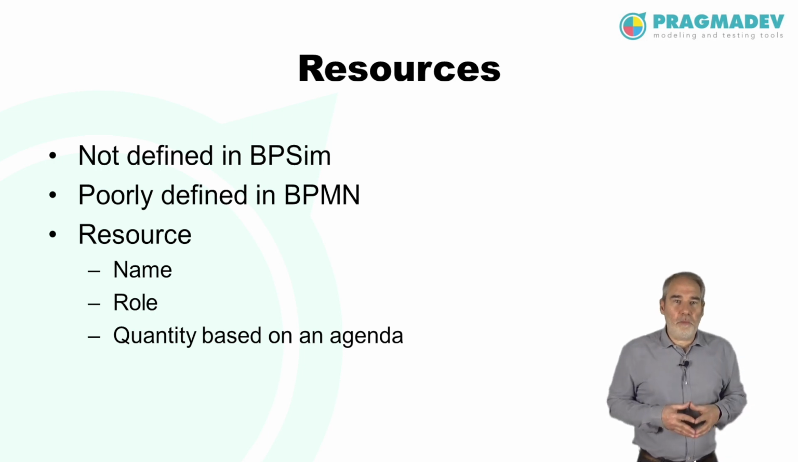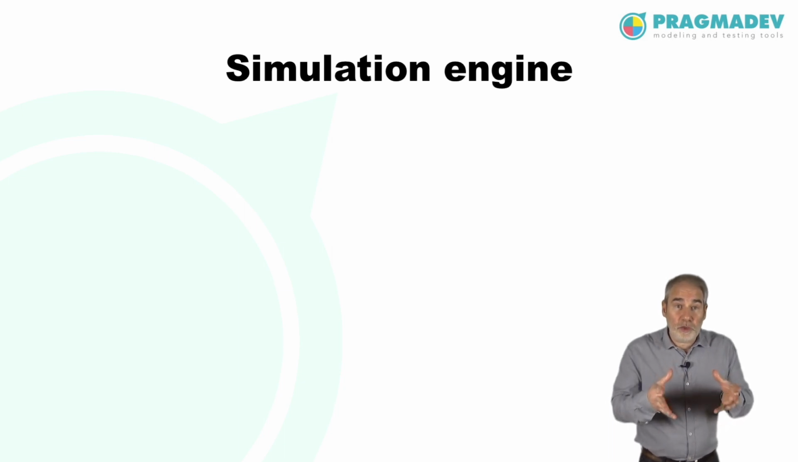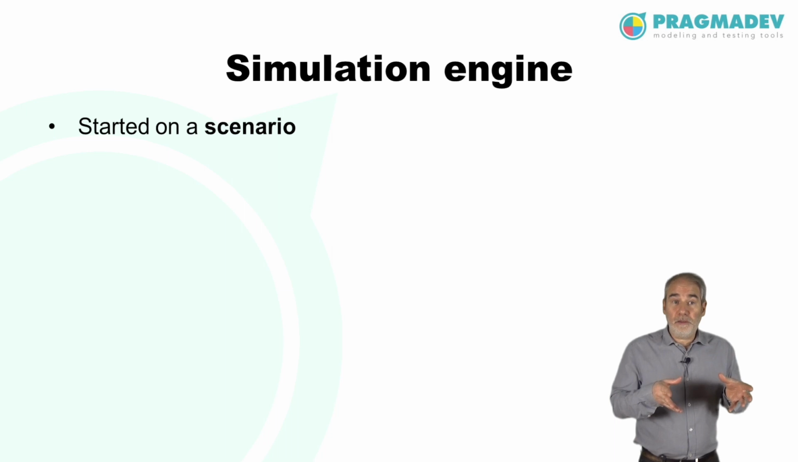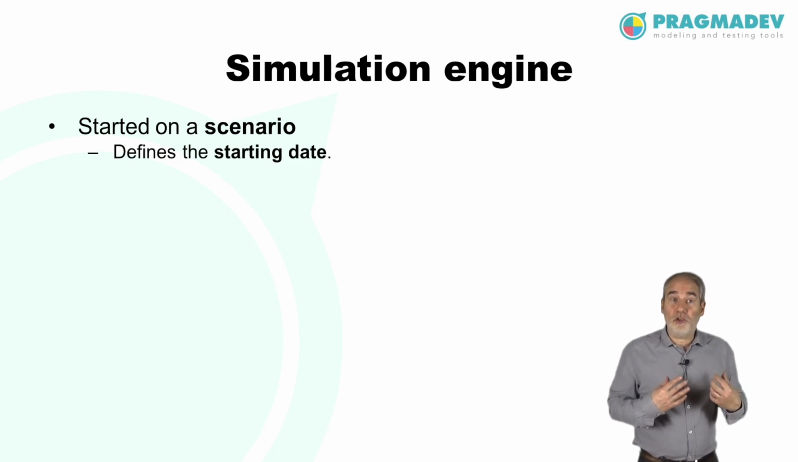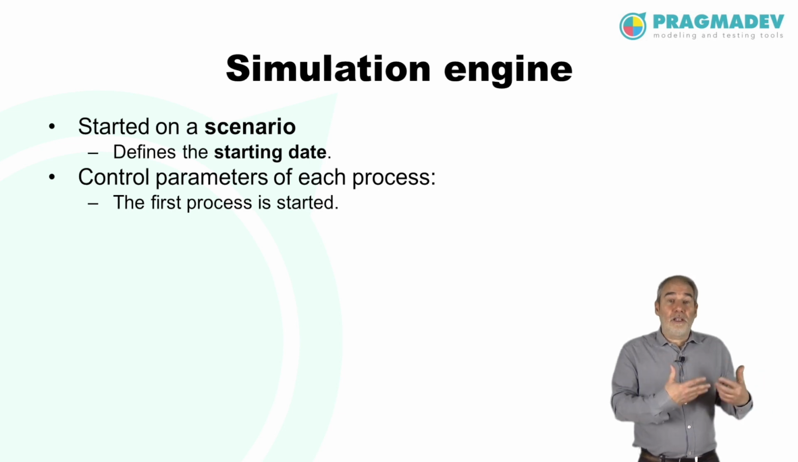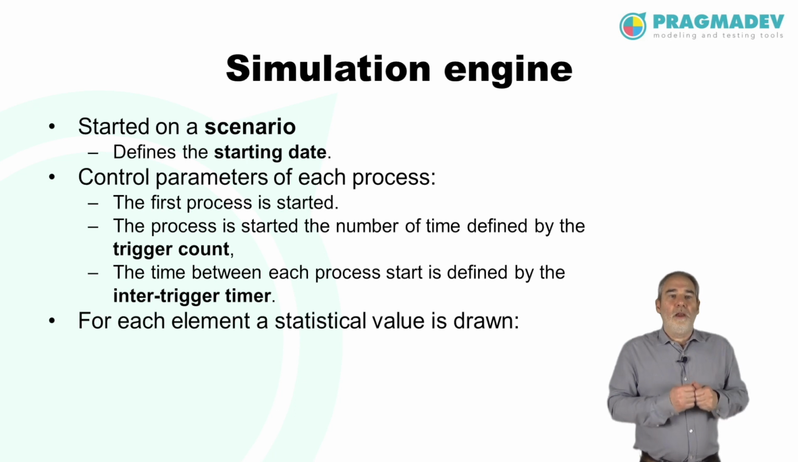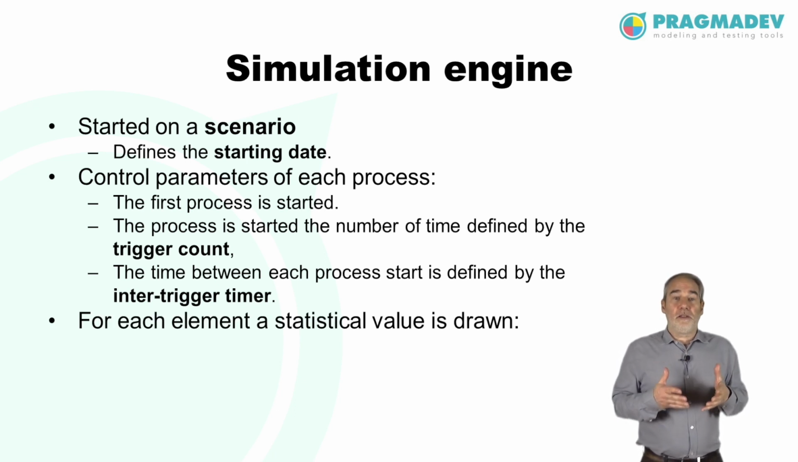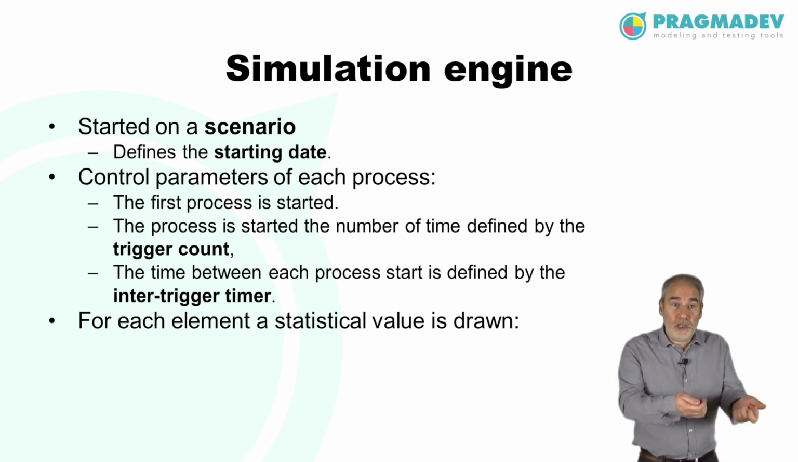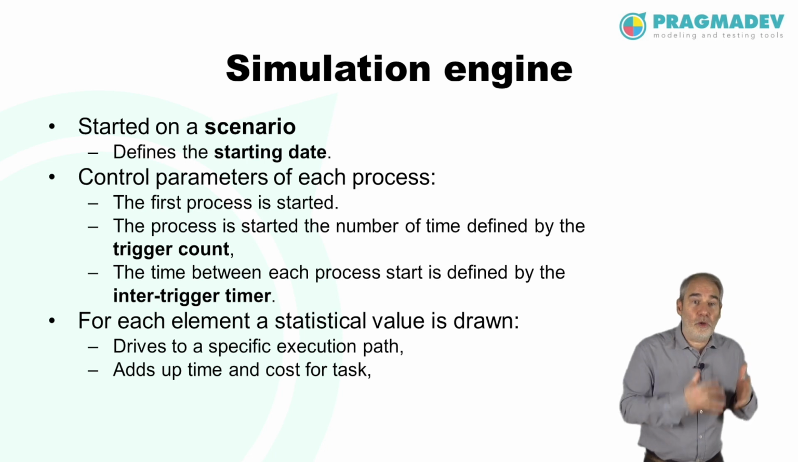Now that we have set up all the simulation parameters, it is time to launch a simulation. So the simulation is started on a specific scenario, and the scenario defines the absolute starting date of the simulation. The processes are started at this date and started again based on the inter-trigger timer and the trigger count. For each element in the model that has some BPSim information, a value is drawn from the statistical distribution that will drive the execution path on the gateways, and add up time and cost for the task.